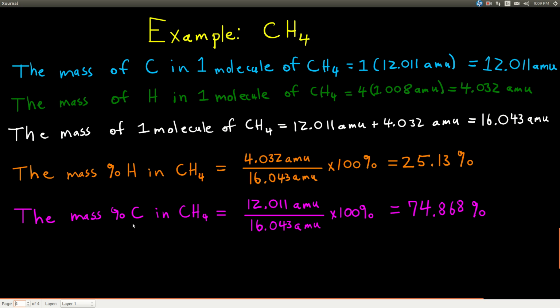And the mass percent of carbon in methane would be the mass of carbon, there's just 1, so it's 12.011 AMUs, divided by the total mass of methane, 16.043, we got it from up here, times 100%, which gives us 74.868%. Notice these don't quite add up to 100, and that's just because of rounding.